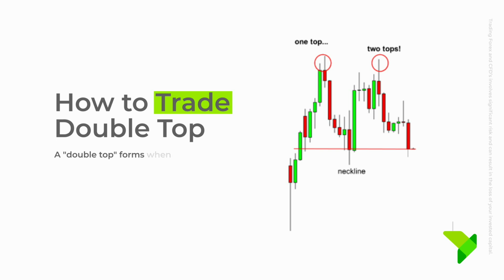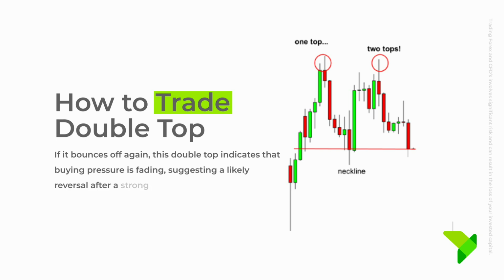A double top forms when price reaches a peak it can't break, pulls back, and then returns to test the same level. If it bounces off again, this double top indicates that buying pressure is fading, suggesting a likely reversal after a strong upward move.